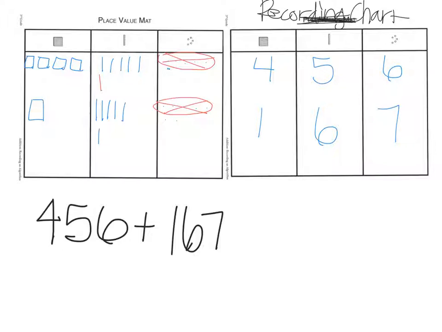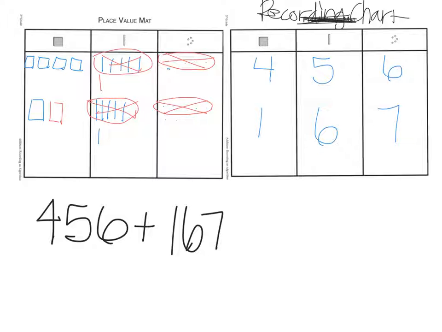Then I'm going to do the same thing with my tens. I have 5 and 5. I'm going to take that set of 10 tens and make it 100. Remember, 10 ones regroups to a 10. 10 tens regroups to 100.